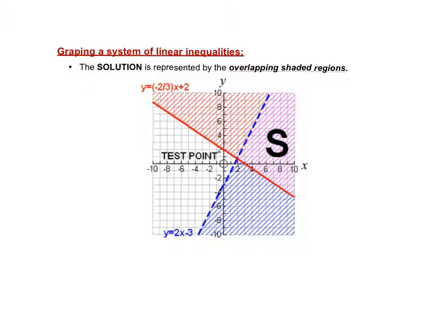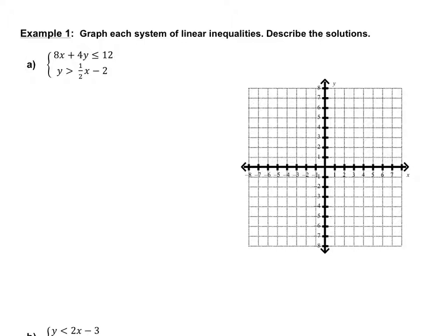When you graph a system of linear inequalities, you're going to be shading both inequalities like we did in 5-5, and you're looking for the overlapping shaded region. So where they're both shading, like a double shading, which I'm highlighting right here in red and blue, this double shading is the solution to the system. So we'll take a look at these.